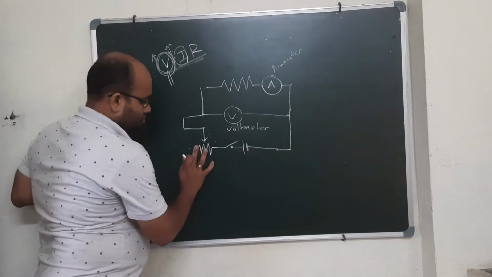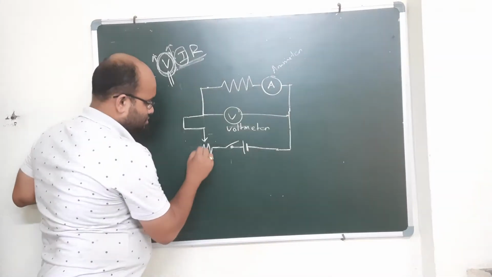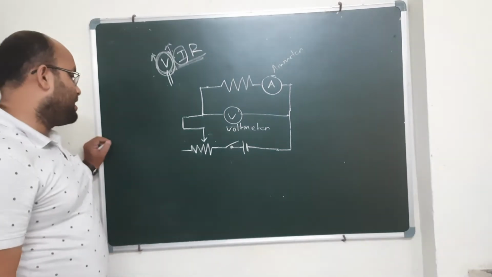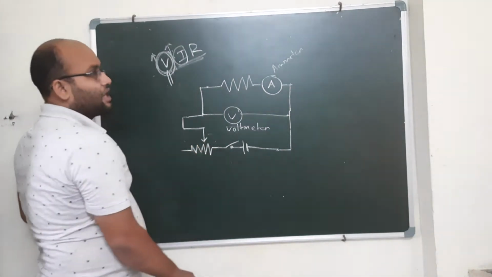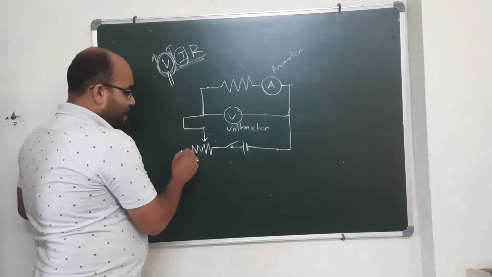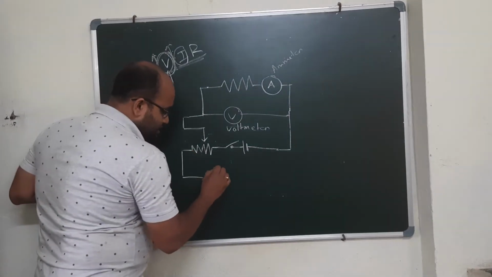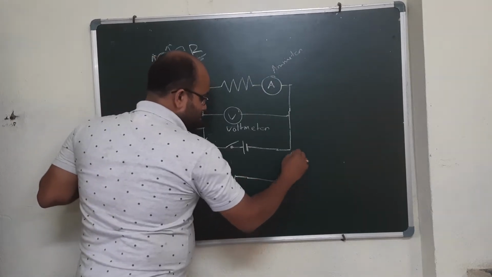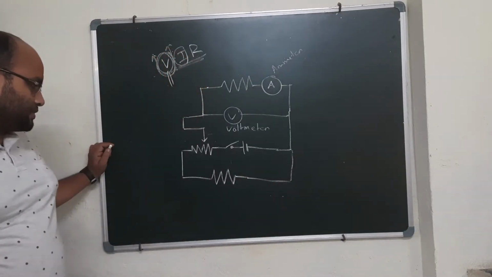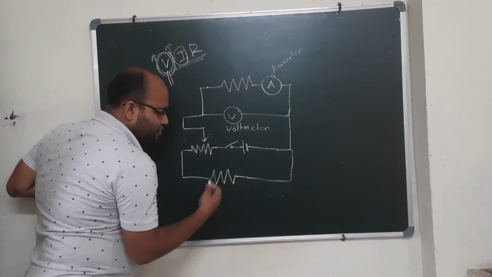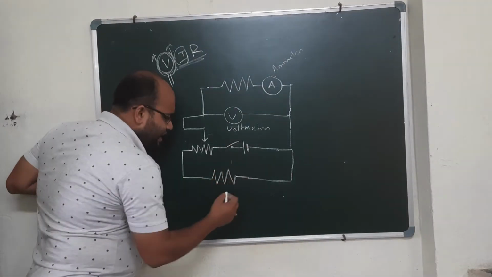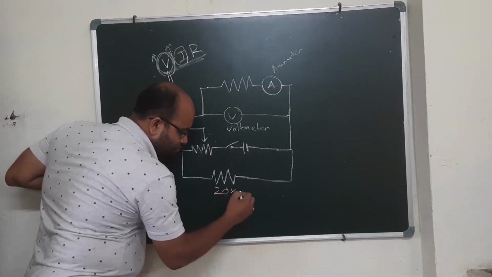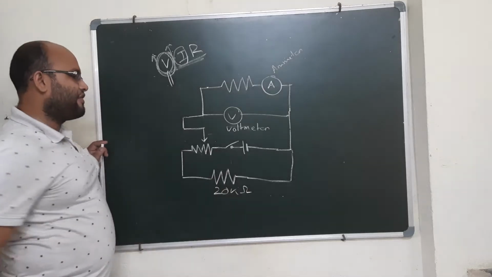So here is a rheostat, and I am connecting another resistance in series with this rheostat, like this. So this is a resistance, but we don't need to know the value of this. Just a high resistance, we can consider something like 20 kilo ohms. So this is a high resistance.